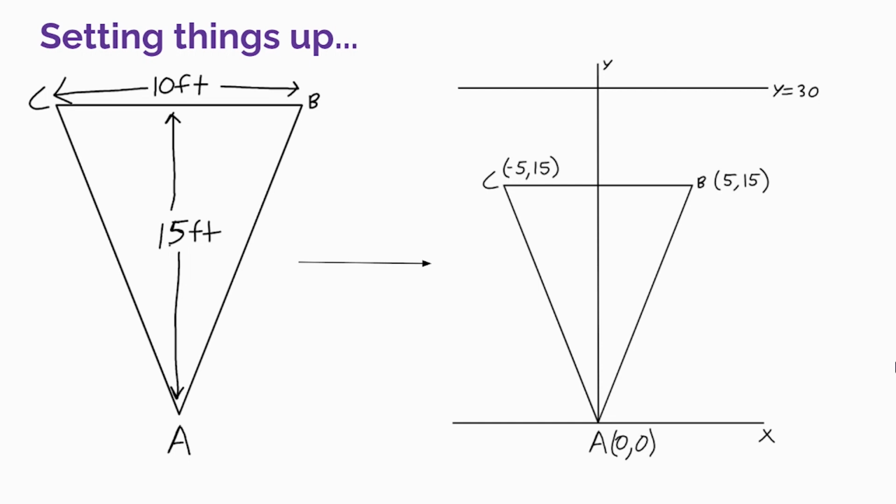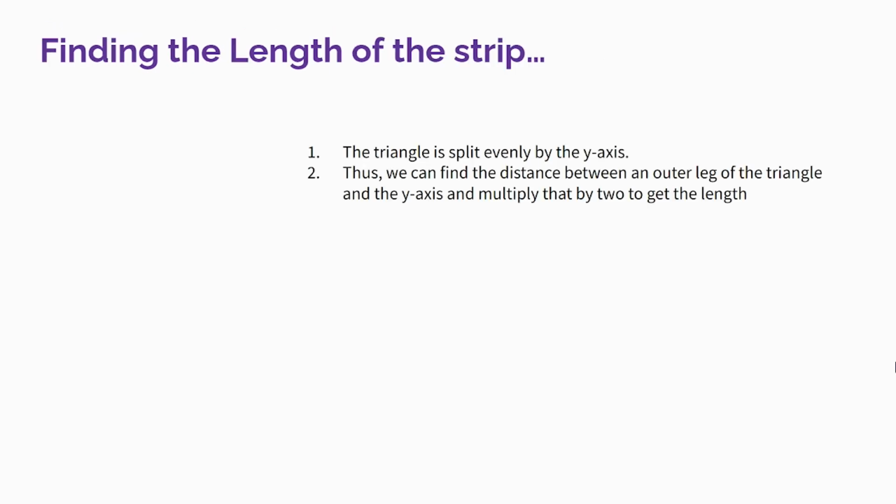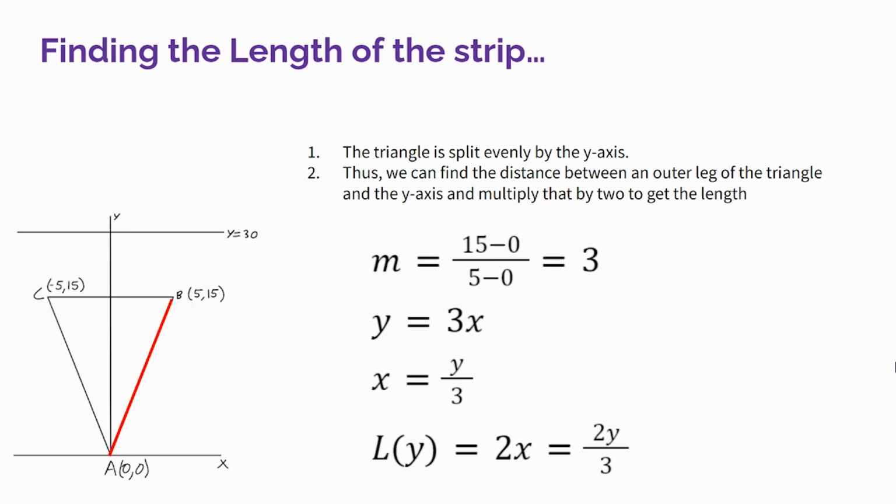And this will all help us find our equation for L of y. And using the fact that our triangle is split evenly by the y-axis, we can find twice the x distance between the y-axis and one leg of the triangle to find L of y. To visualize this a little better, let's look at this red line on this leg of the triangle right here. Once we find the equation of this line, we can solve that equation for x. And what that will do is that it will give us the distance between one leg and the y-axis for any point in y. So what we've done is we found the slope here, and we found the slope equals 3, and thus the equation of this red line is y equals 3x.